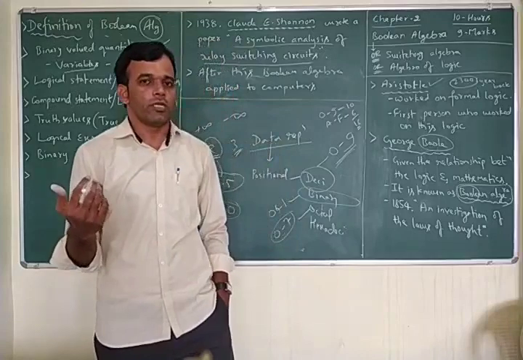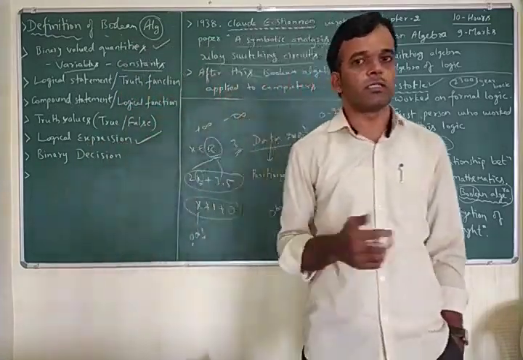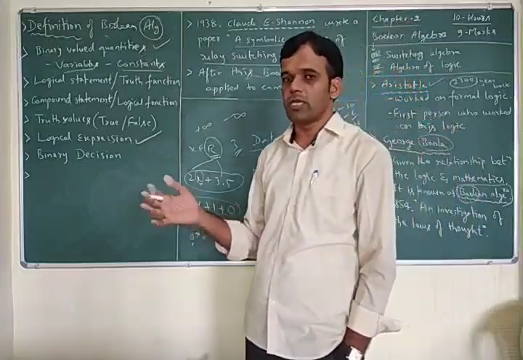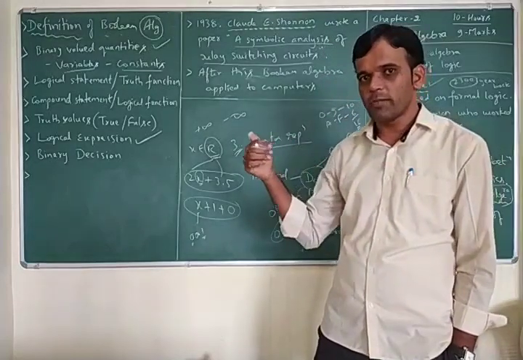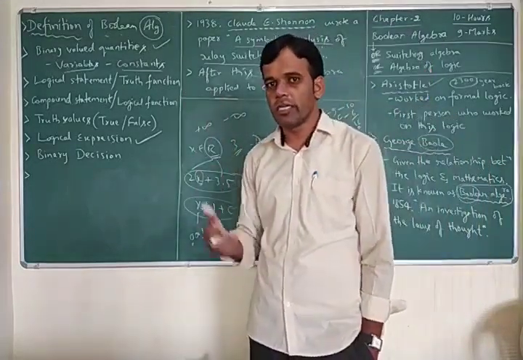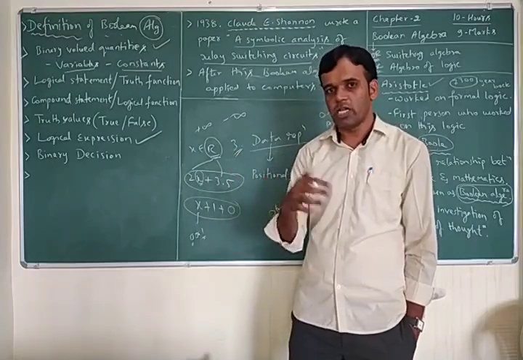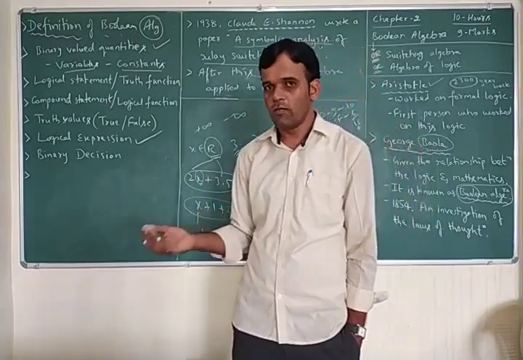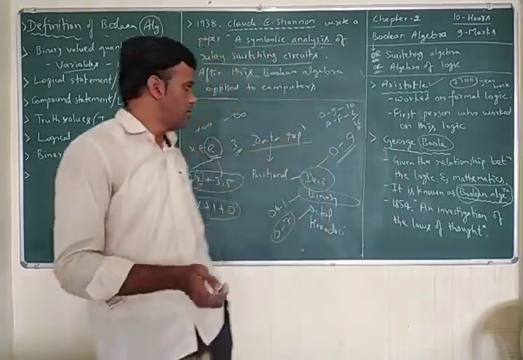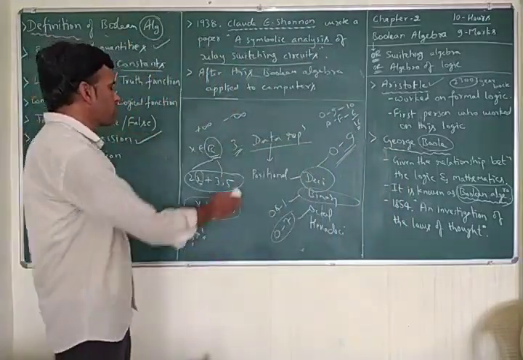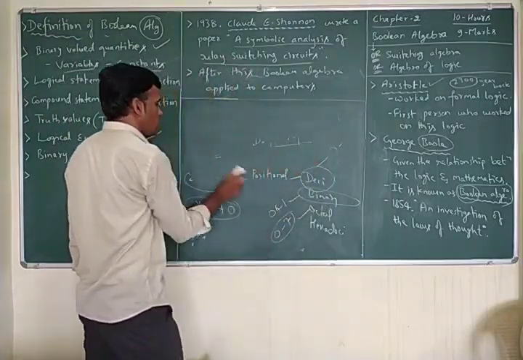Usually the declarative type of sentences are statements. If a declarative sentence is there, no doubt we can consider it a statement or logical statement, because for a declarative sentence we can say either yes or no, or true or false. Okay, and for example, consider any declarative type of sentence.